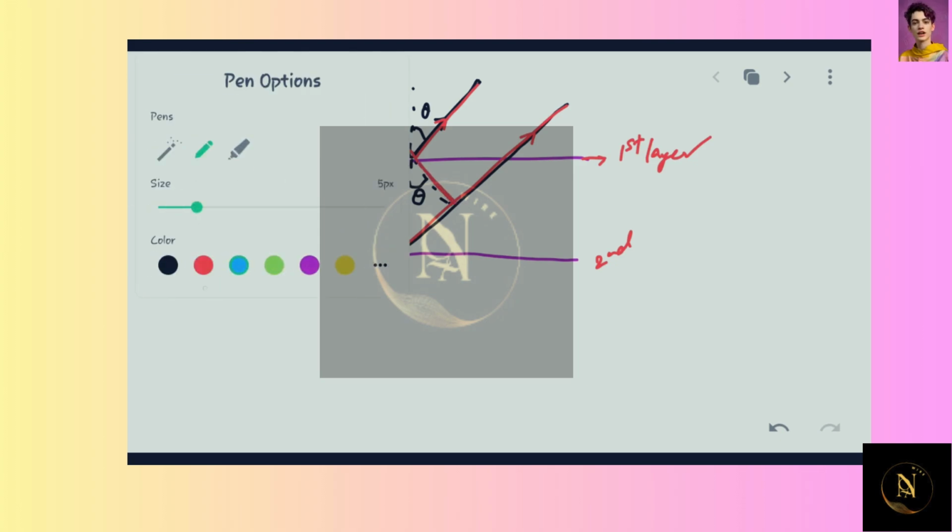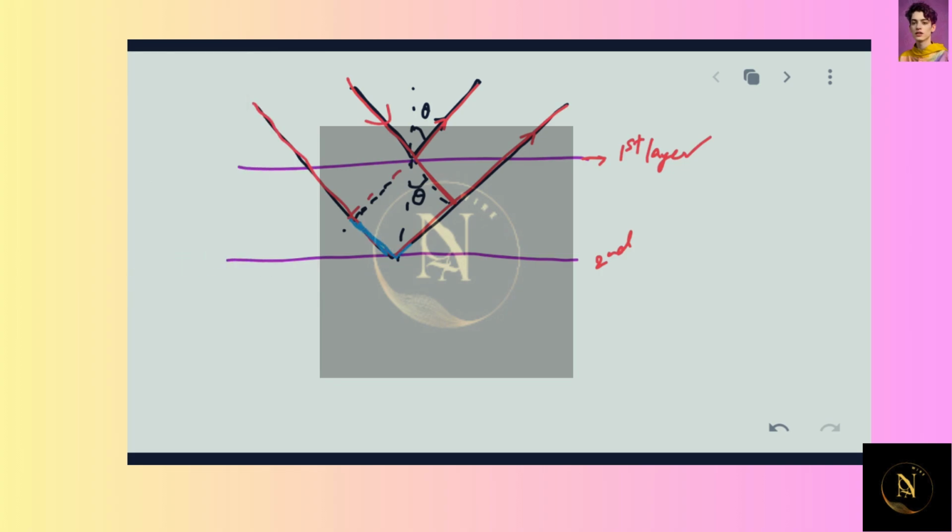As a result of this, there will be some difference in path that is traveled, which is this path over here, which I'm going to highlight as blue. This is the extra distance that is traveled by the second ray. I have not really drawn it very properly, but it's supposed to be symmetric around the center over here.